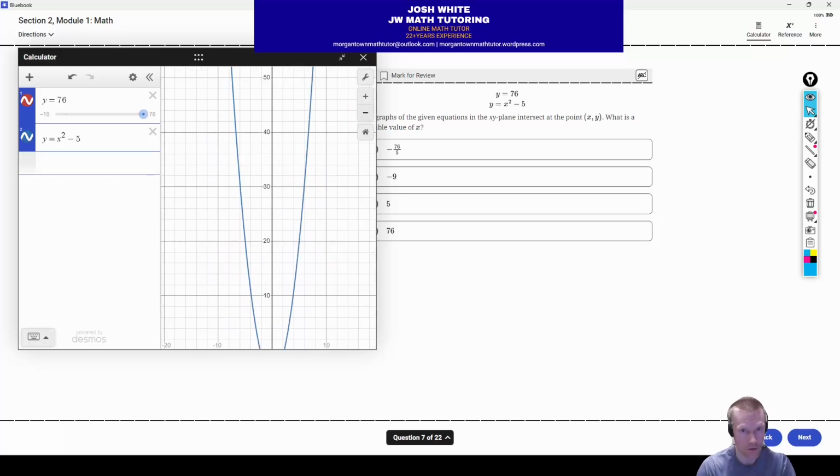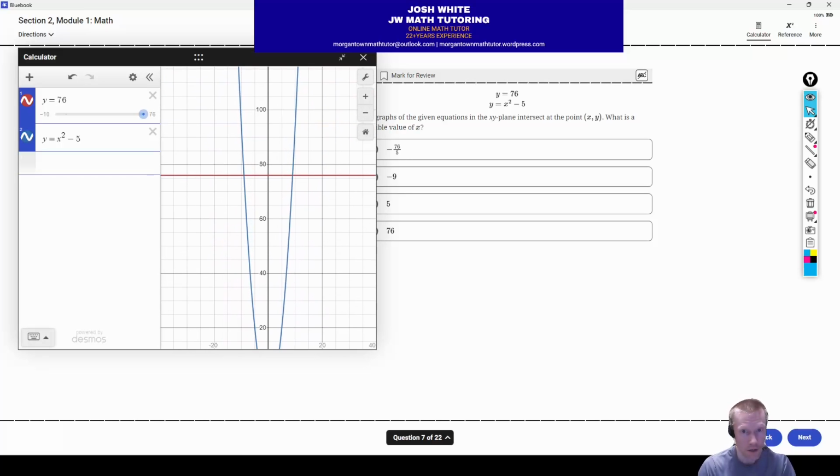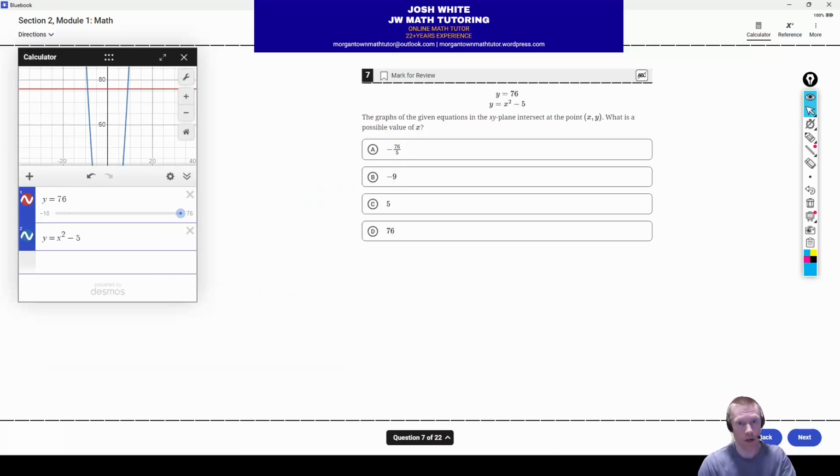Okay, so we've got to scroll up here. I'll zoom out. All right, so it looks like they intersect at 9, 76 or negative 9, 76. So the two possible answers we're looking for are positive 9 or negative 9. We only see one of them in the answer choices. So the correct answer is going to be negative 9 right here.